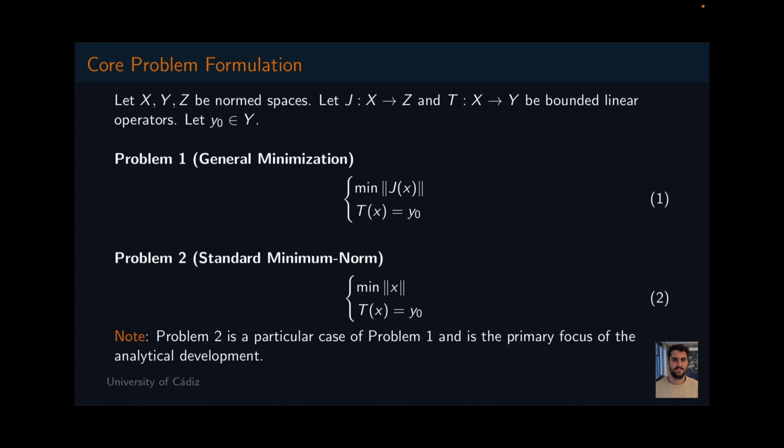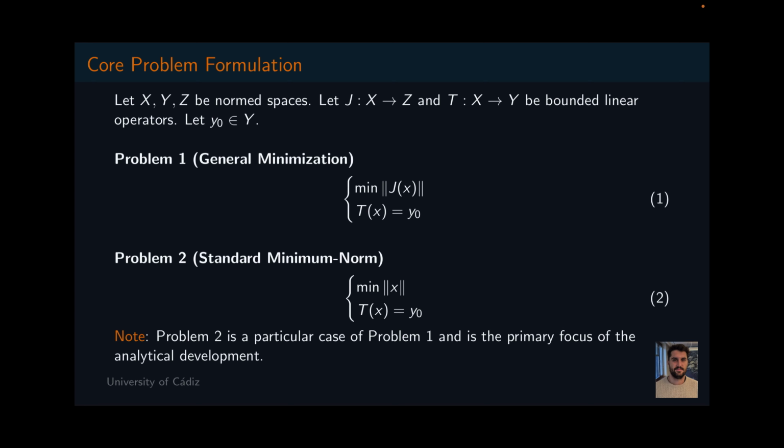Consider three real normed spaces, X, Y, and Z. We also define two bounded linear operators, J and T. We start by defining problem 1, which represents the most general minimization problem. Here, we seek to minimize the norm of a composed mapping, the norm of J of x, subject to the linear constraint that T of x equals y0.